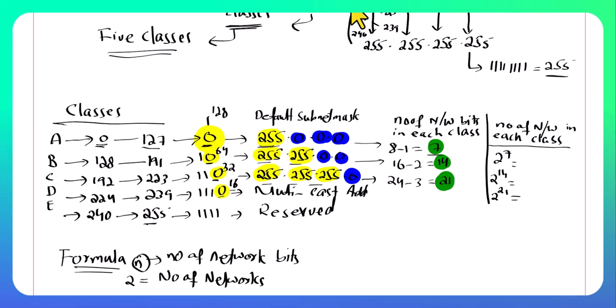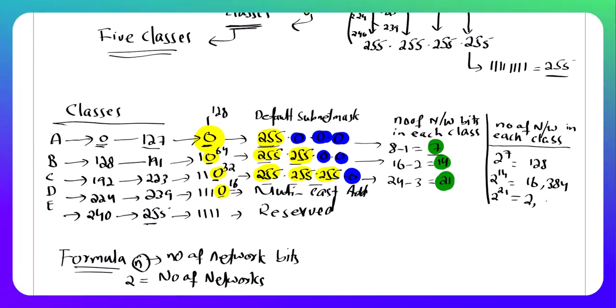Okay, so here it is 128, and here it is 16,384. In here 2 power 21 is 2,097,152. Okay, so these are the number of networks in each class.